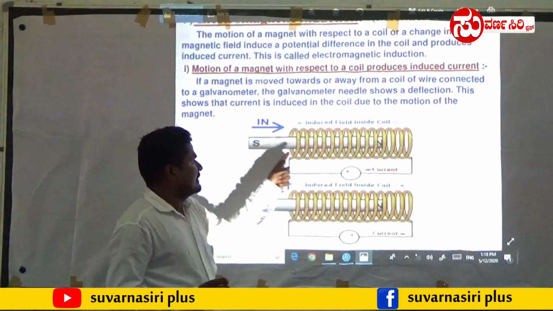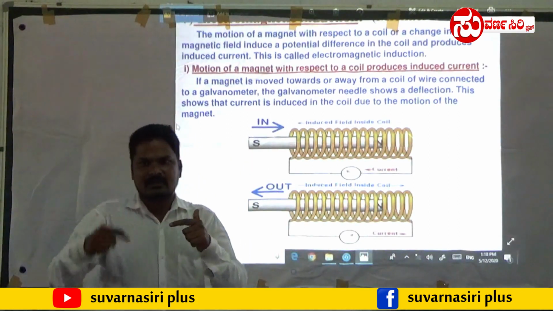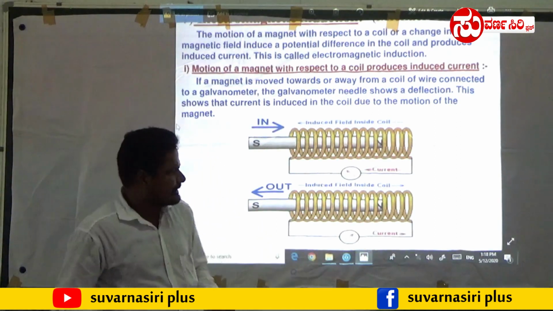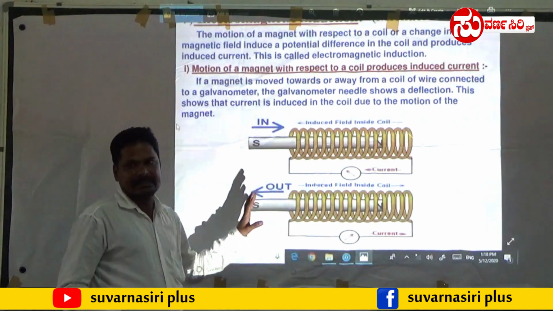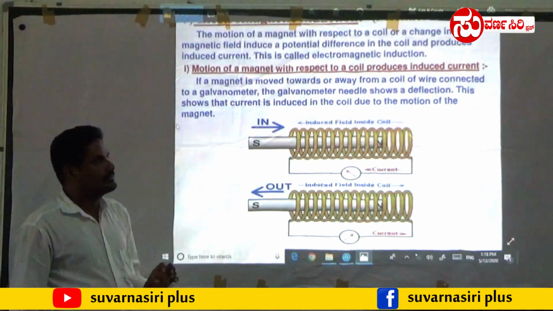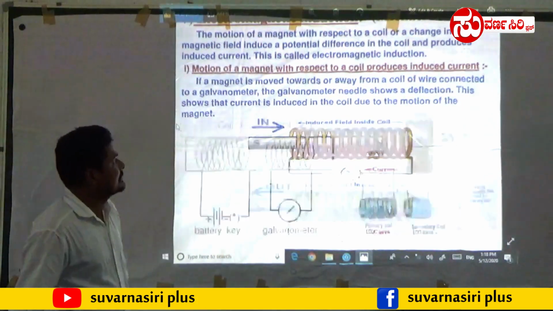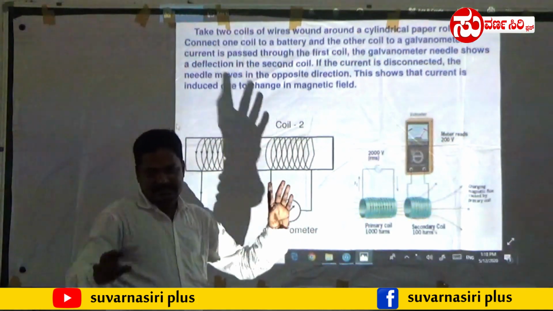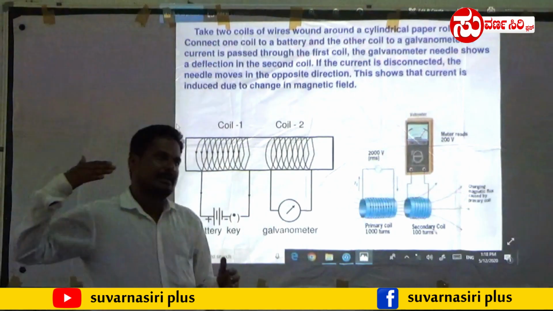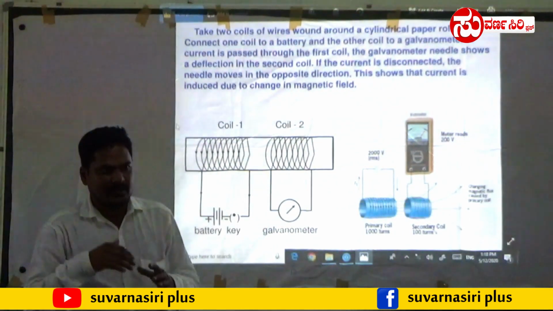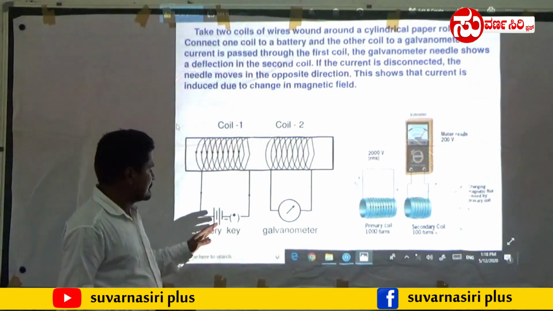If we can increase the number of turns of the coil, automatically the current also increases. So this is about Faraday's experiment and how current can be produced. And here there is self-induction. If we take one bar magnet inside one coil, it can produce electric current. So here also the same thing.